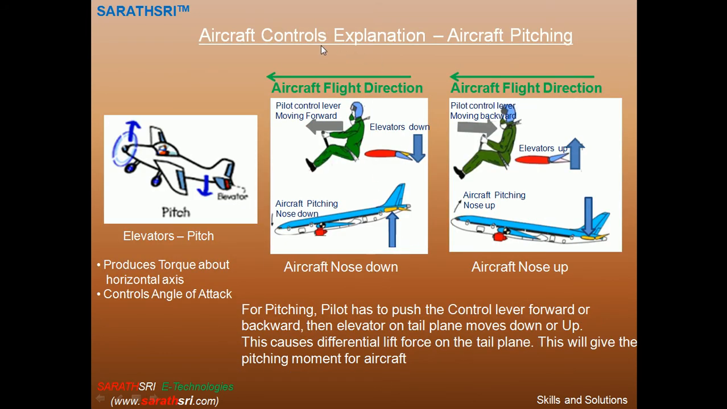Now the pitch explanation, how aircraft pitching is done. The main element responsible for pitching is the elevator. The moment the pilot pushes the control rod in the forward direction, the aircraft has to pitch down. How is it done? The forward push activates the elevator so that the tip of the elevator goes in the downward direction. This forms an extended surface and creates an upward force, because the top side has more curvature. That generates a force in this direction, which creates an anticlockwise moment about the CG. So that will push the aircraft down.